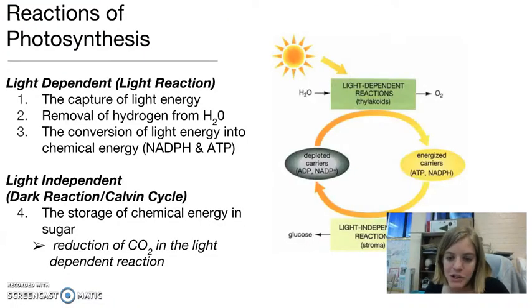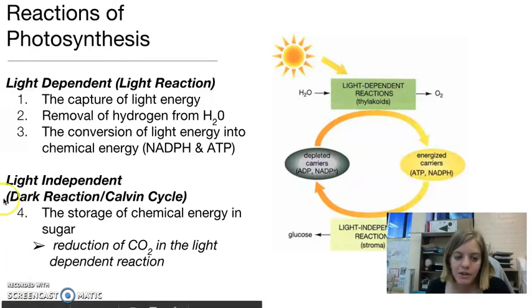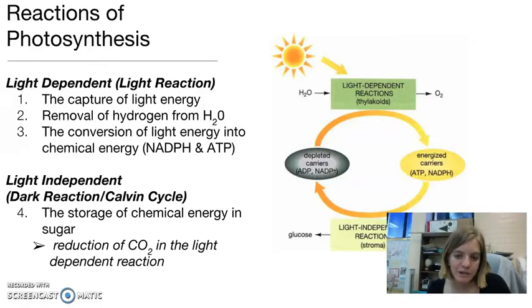So there are two major reactions in photosynthesis. One is known as the light-dependent reaction, aka the light reaction, and the other is known as the light-independent reaction, which is the dark reaction or the Calvin cycle. And we're going to go much more into detail, but just for this one, you should know that light is required for the light reaction and light is not required for the light-independent reactions.